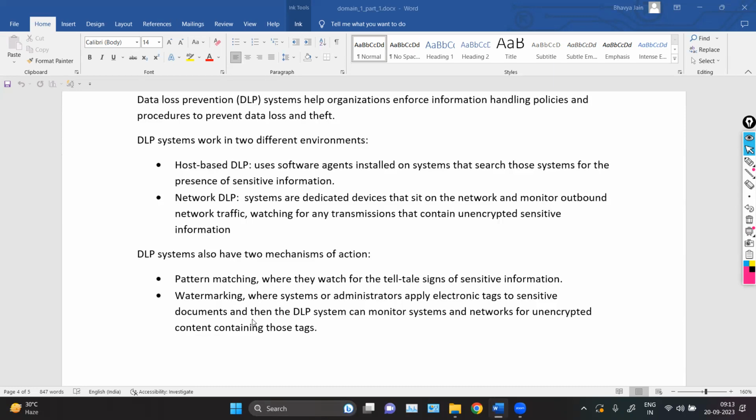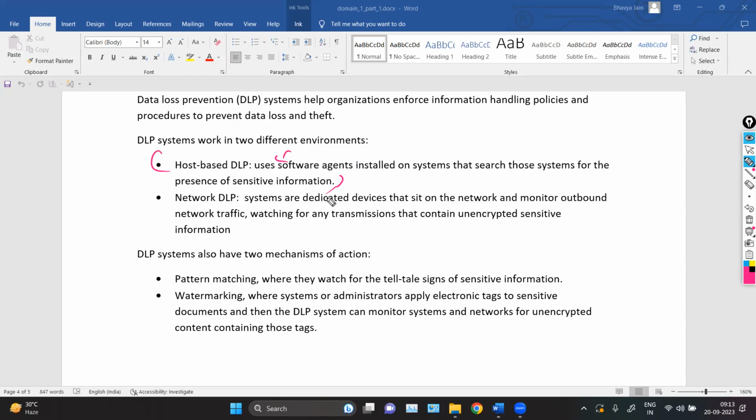So host-based DLP uses software agents installed on systems that search those systems for the presence of sensitive information. Host-based means we are using software, installed inside a system, for preventing data loss. For example, you are installing antivirus, you are taking a data backup. That is a host-based example. You are storing your data in cloud facilities, etc.